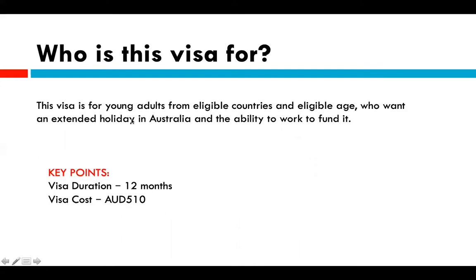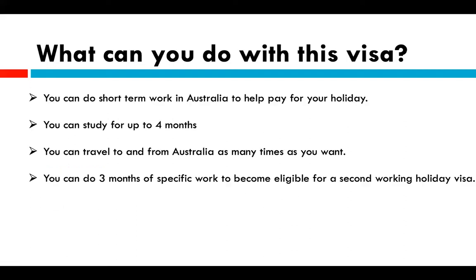Who is this visa for? This visa is for young adults from eligible countries and eligible age who want an extended holiday in Australia and the ability to work to fund it. The key points to remember are these. The visa duration is 12 months and the visa cost is 510 Australian dollars.